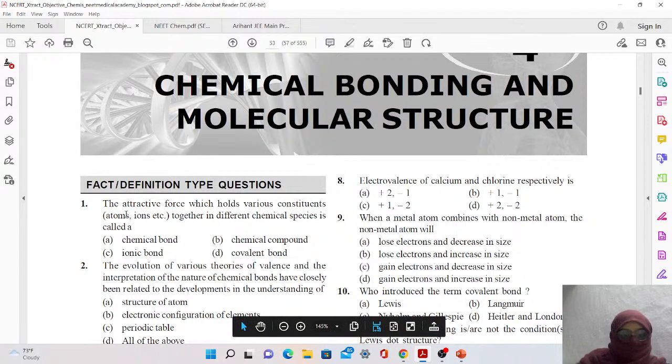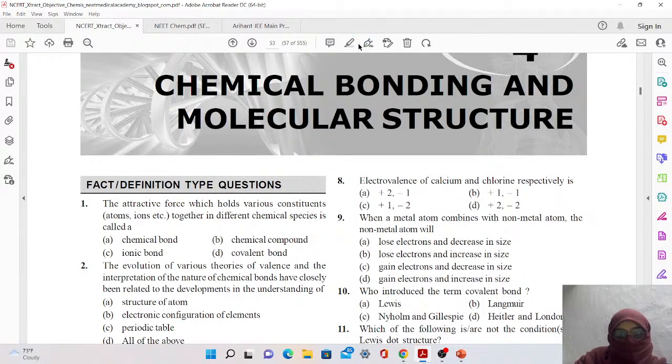So the first question we are going to do, the easier questions will start. The attractive forces which hold various constituents, it can be atoms, ions, etc., together in different chemical species, is called as. So what do you call the compound that is held by a force? What do you think the name of the thing is? It's called as chemical bond, or chemical compound, ionic bond, or covalent bond. So what do you think the answer is?